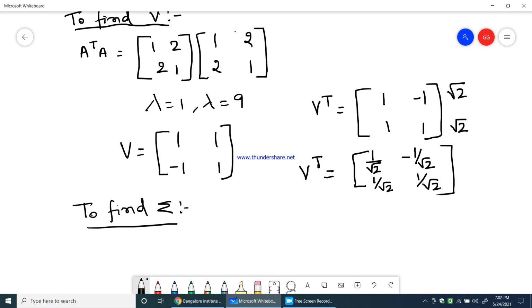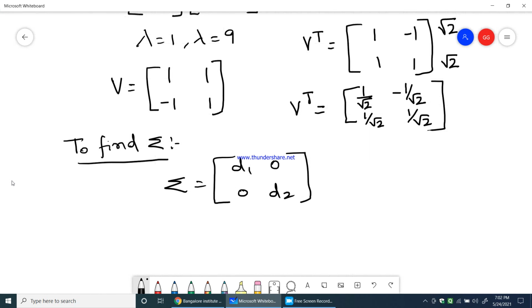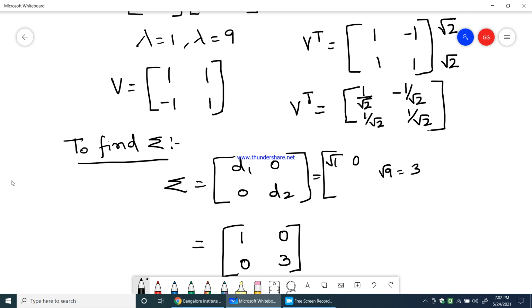as I told you, sigma is a diagonal matrix, so sigma will be a 2 by 2 matrix with diagonal elements d1, d2 and zeros elsewhere. Now what are d1 and d2? They are the square roots of the eigenvalues. Therefore sigma is square root of 1, 0, 0, square root of 9, and finally sigma equals [1 0; 0 3].